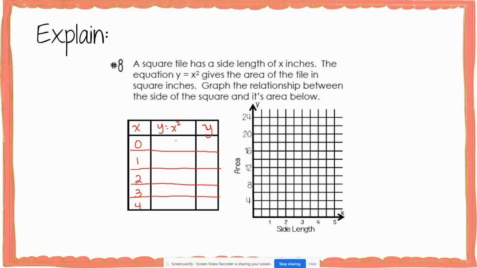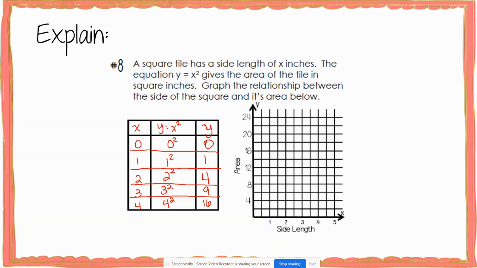Well, since y is just x squared, we're going to say whatever x is to the second power. Well, 0 to the second power means 0 times 0, which is just 0. 1 to the second power is 1 times 1, which is just 1. 2 to the second power is 2 times 2, which is 4. 3 to the second power is 3 times 3, which is 9. And 4 to the second power is 4 times 4, which is 16.